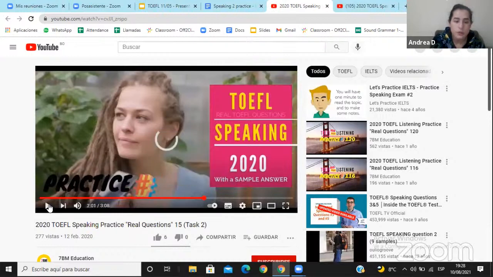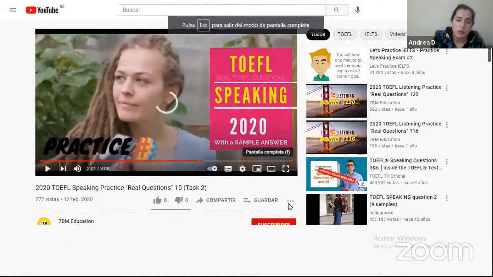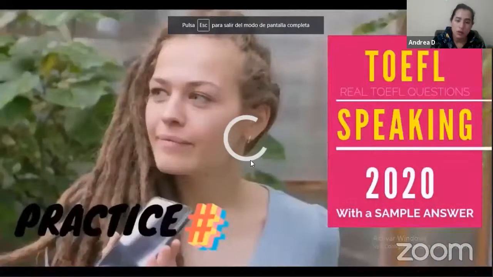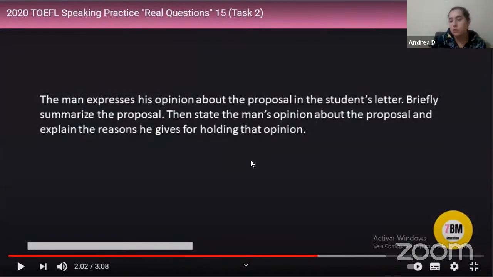All right, so here it is. This used to be the question. It was, the man or woman expresses his opinion about the proposal in the student's letter or in the university's announcement. Now, briefly summarize the proposal, then state the man's opinion about the proposal and explain the reasons he used for holding that opinion. So this is what you need to do actually.